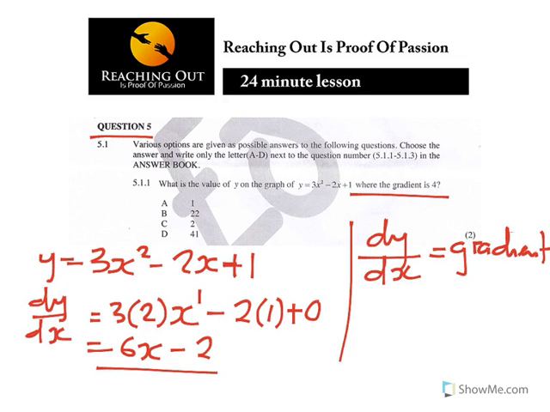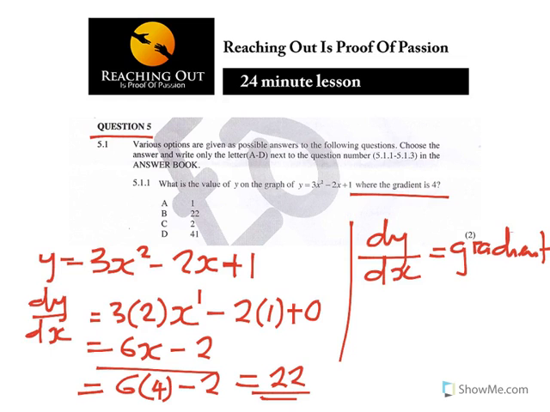Now, they're saying where the gradient is 4. So it's a matter of where there is x, you put 4. This is the same as 6 times 4 minus 2, what is 24 minus 2, which is 22. And now the answer that you're going to get there is a B. It says determine the y value. Dy over dx, let's just check it carefully, because as I said, this can be tricky.